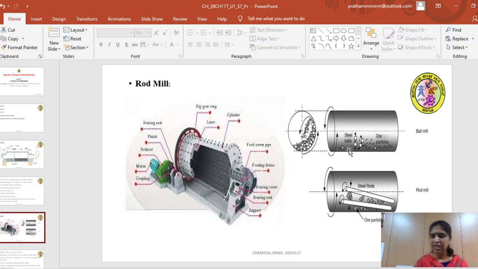Here you can see the clear difference between the ball mill and the rod mill. The sectional view of the inner part of the rod mill is also shown here. With the help of the motor mechanism, it operates.